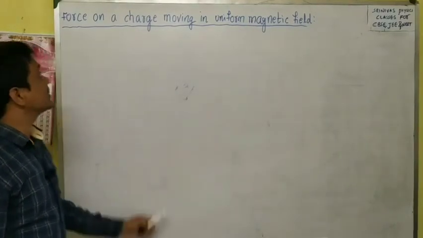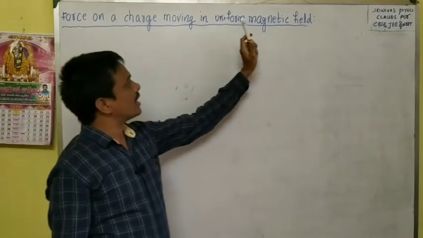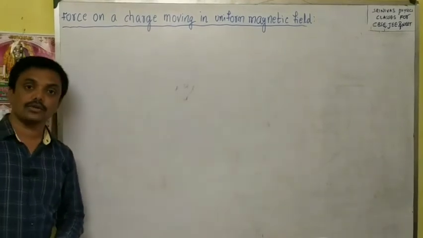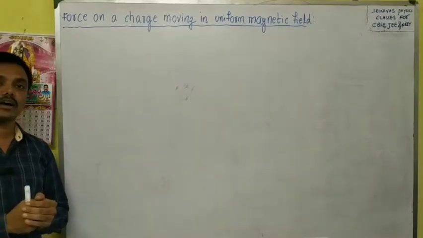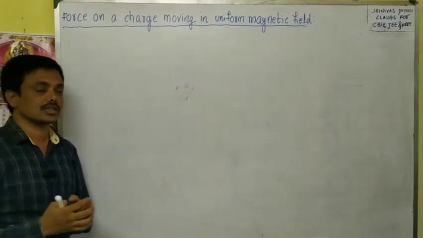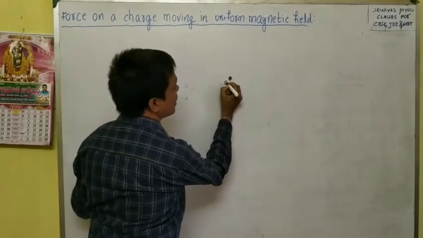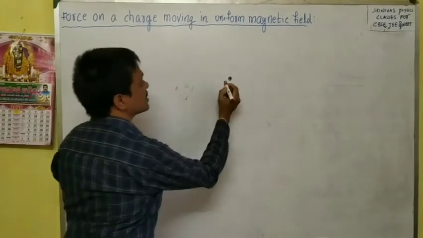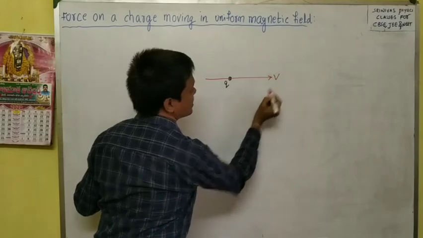Today's topic is force on a charge moving in a uniform magnetic field. If a charge moves in a uniform magnetic field, how will the force act on the object? That is what we are going to discuss. Look here, this is a charge q. It is moving with velocity v. Let us consider it is moving like this.